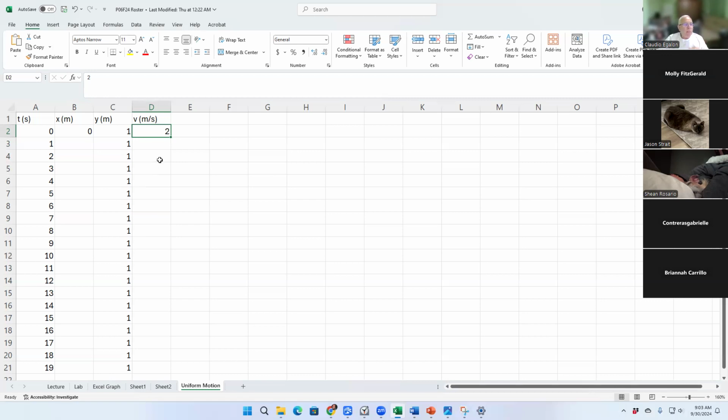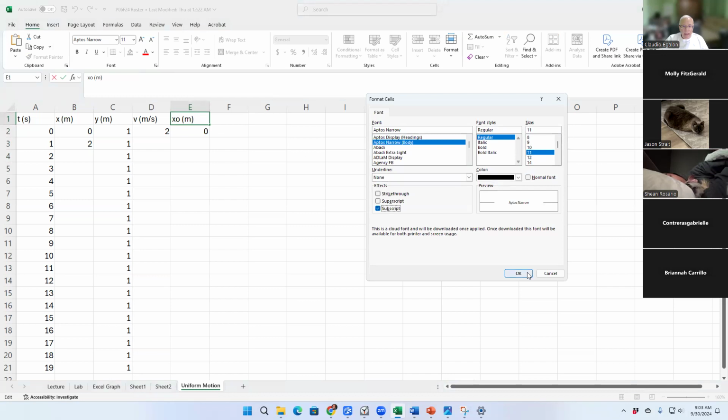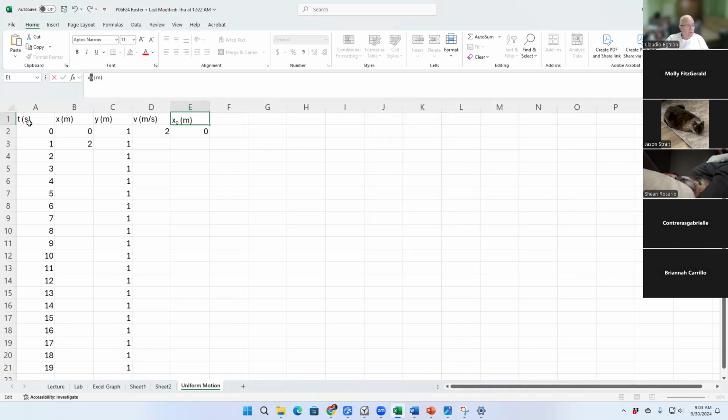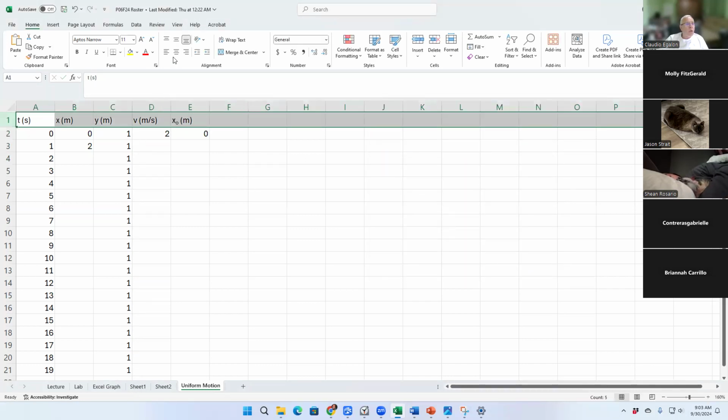And now I'm going to write my equation of motion. My equation of motion is going to be x naught plus velocity times t, right? I'm making x naught equal to 0. Let's emphasize that. Excel, like I said before, is a very useful tool.